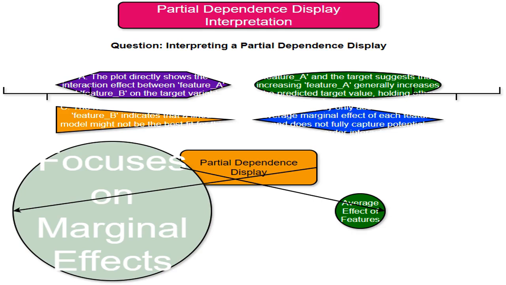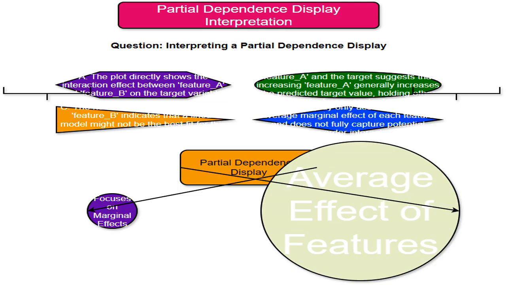Think of it like this. I'm looking at how much your exam score changes when you study more hours, on average, regardless of whether you're tired or well rested. The PDP gives me the average impact of each feature.